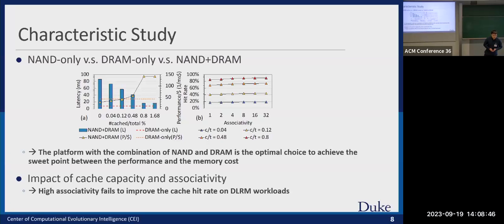We also find that during system design, several parameters of your cache structure need to be carefully figured out. So we studied adjusting the associativity and the cache capacity. We found that in our target workload, adjusting the associativity does not significantly improve the cache hit rate, while the cache capacity is the critical factor that affects the performance of this memory system.